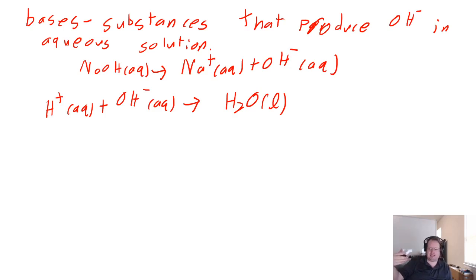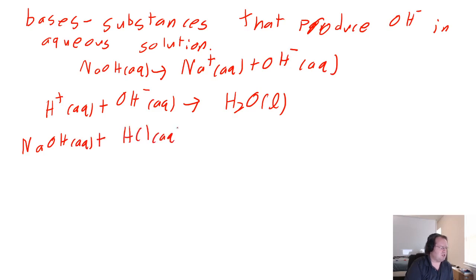So if you mix an acid and a base, the way they react is they form a water, and then the rest of their ions will get together and do whatever they do. So what do I mean by that? Let's take a look at an example. Sodium hydroxide plus hydrochloric acid, the two we just looked at, when they react, these break apart.